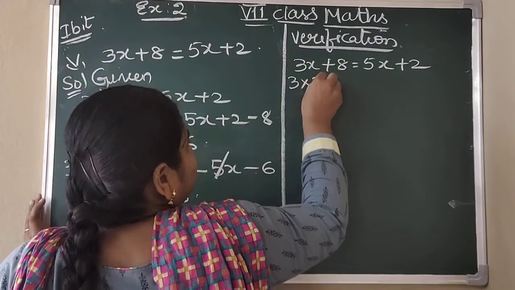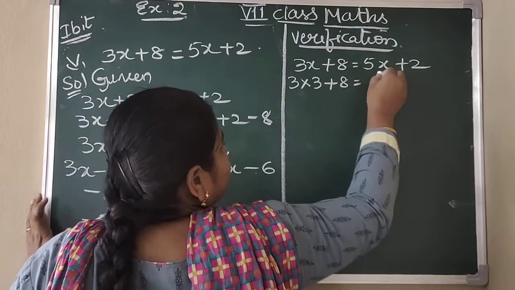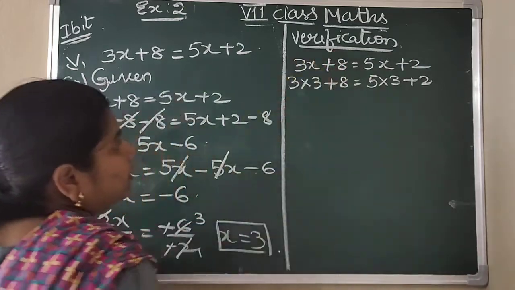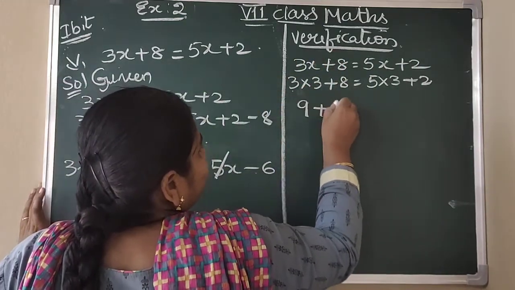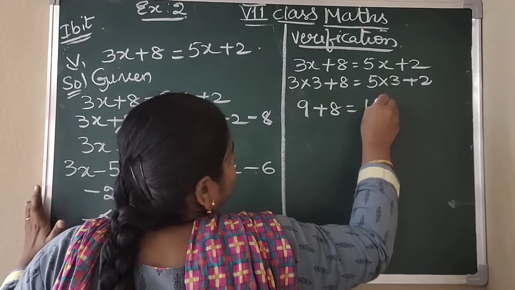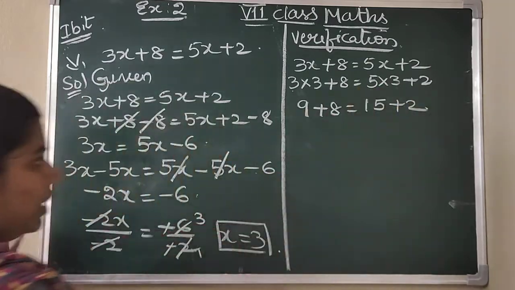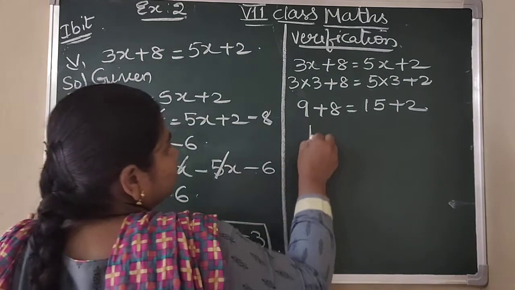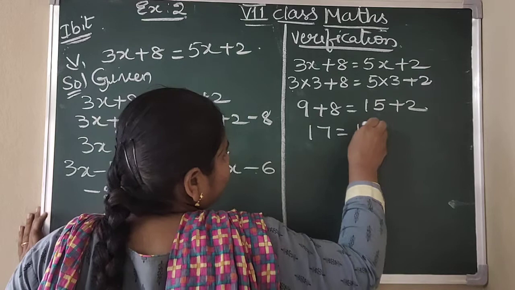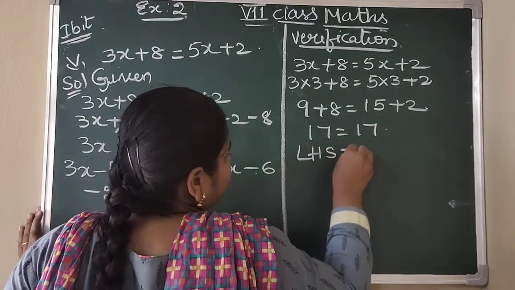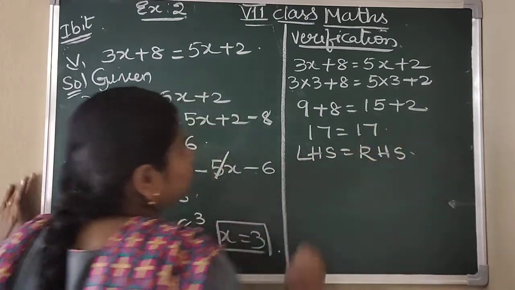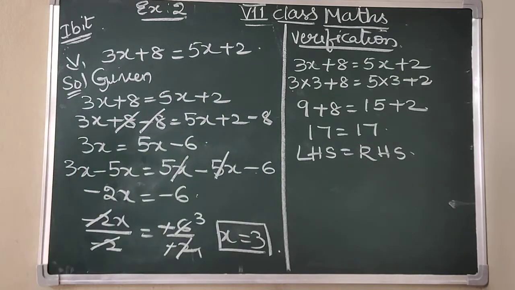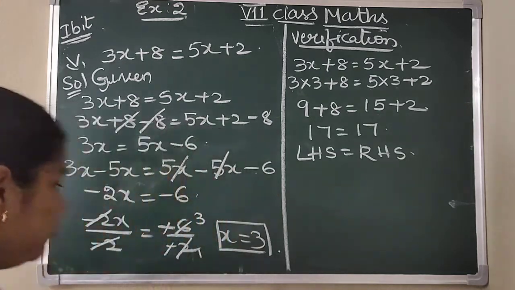So 3 into 3 plus 8 is equal to 5 into 3 plus 2. In place of x, I am substituting 3. So 3 3s are 9 plus 8 is equal to 5 3s are 15 plus 2. 9 plus 8 will be 17. So 17 is equal to 15 plus 2, which is 17. So we got the LHS part equal to the RHS part. So what we did is a correct answer. This is our 5th question. Next is the last one in this bit.